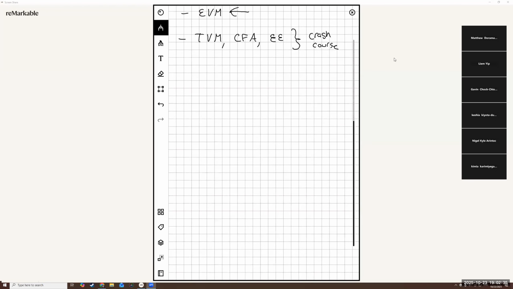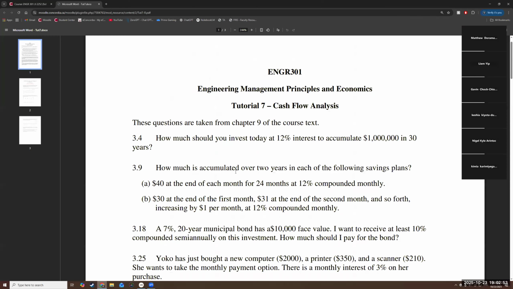So for this crash course, we're mainly focusing on covering tutorials 7 and 8, which are for lecture 6. Okay, so let's go to tutorial 7. So tutorial 7 is cash flow analysis. And here is the first question. It says, how much should you invest today at 12% interest rate to accumulate $1 million in 30 years?